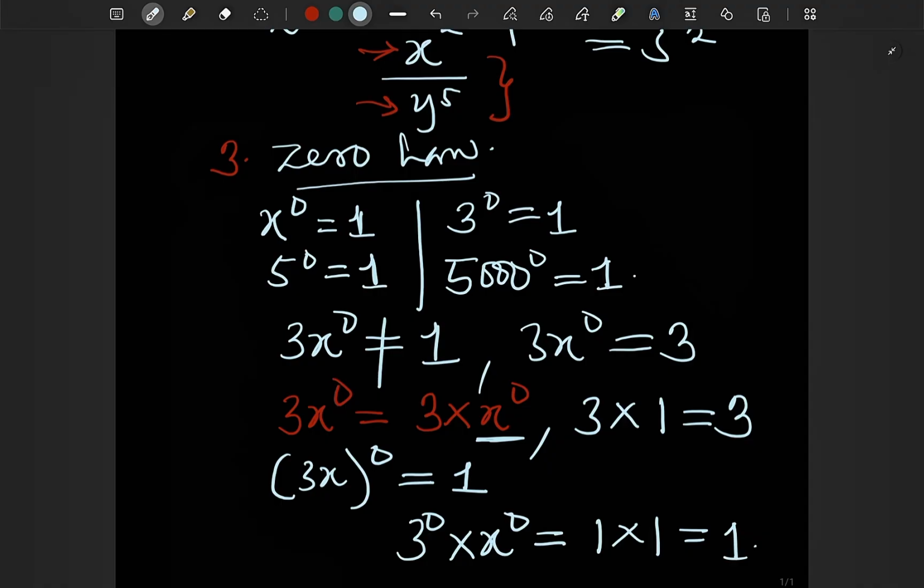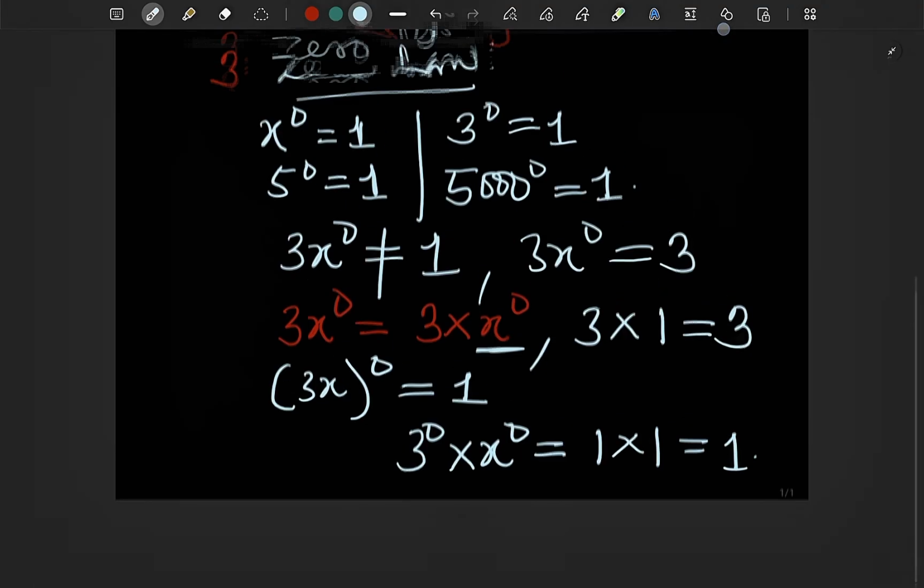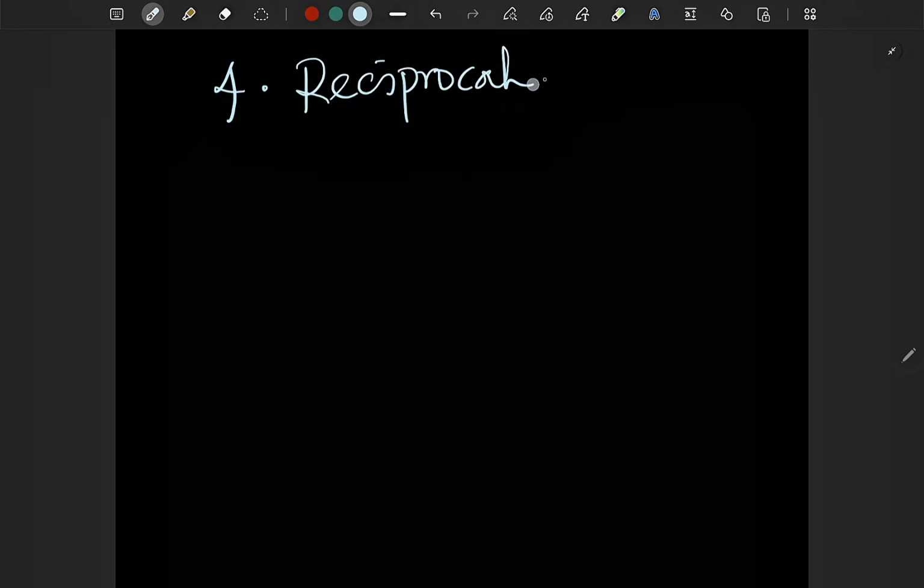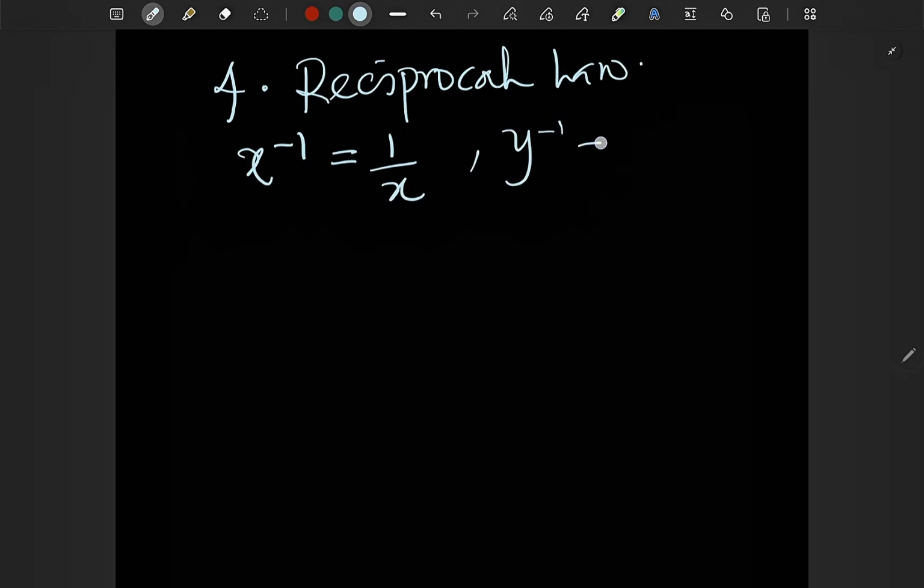Now let's move ahead to the next law. So our fourth law here says the reciprocal law. Now what is the reciprocal law saying? x raised to power minus 1 is equal to 1 over x. y raised to power minus 1 is equal to 1 over y. Now look, there's a pattern.